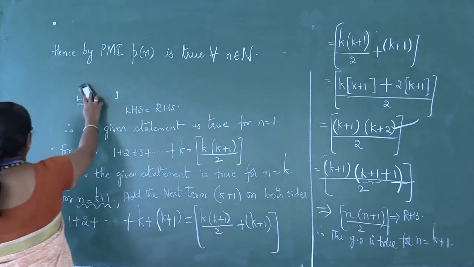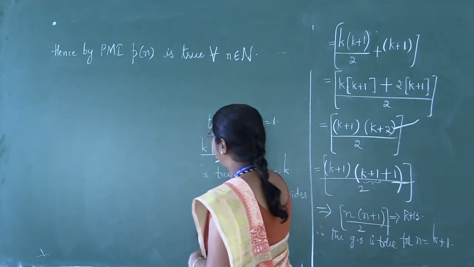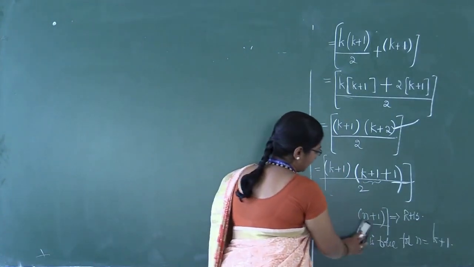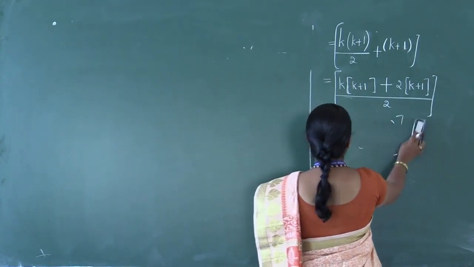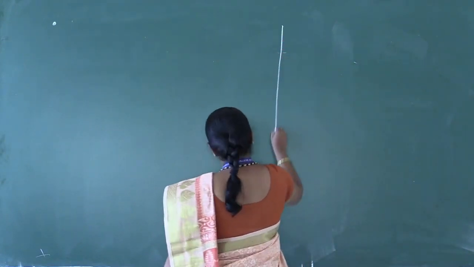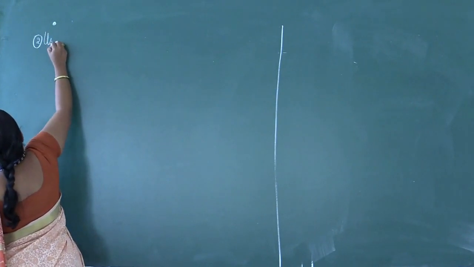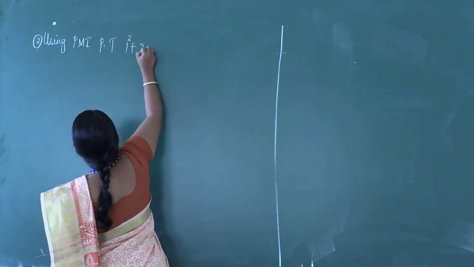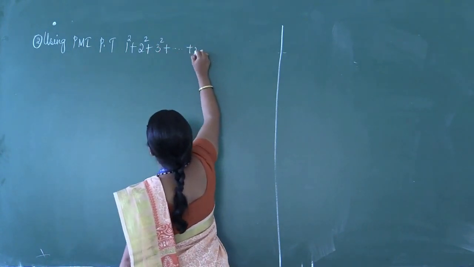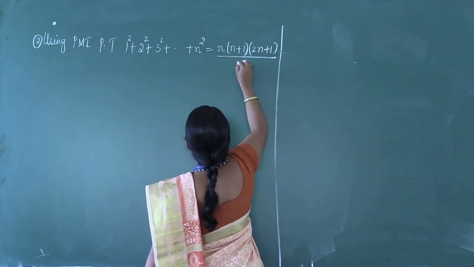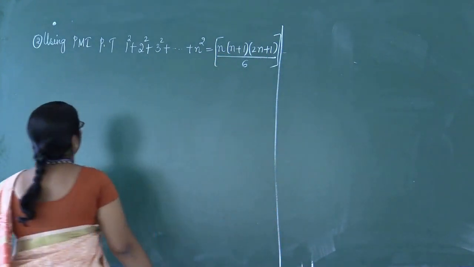So what does the second problem state? Using PMI, that is principle of mathematical induction, prove that 1 square plus 2 square plus 3 square plus etcetera plus n square is equal to n into n plus 1 into 2n plus 1, whole thing divided by 6.